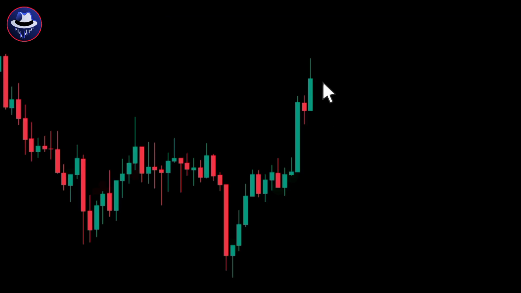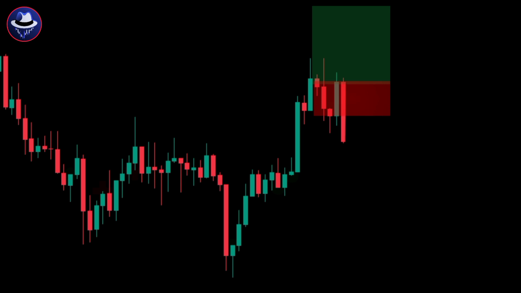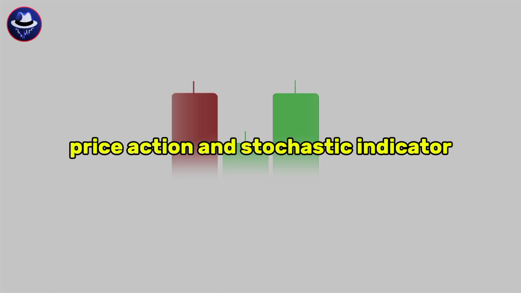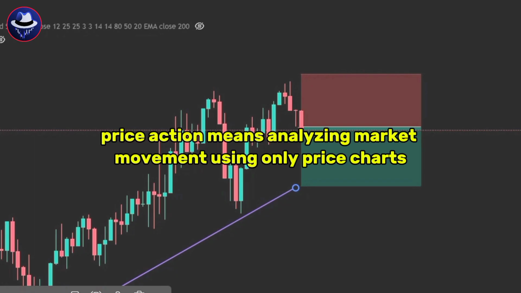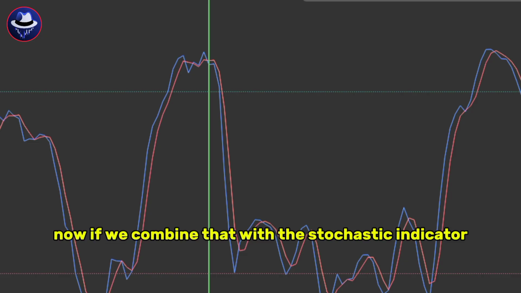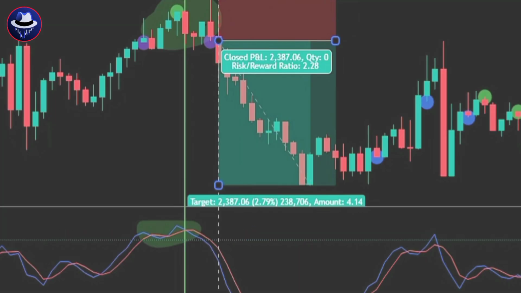When you look at the chart, the candles might not be so clear at first. You could even misread them, which leads to wrong analysis and losses. But today, we're going to explore a simple and profitable strategy together: price action and stochastic indicator. Price action means analyzing market movement using only price charts and candlestick patterns. Now, if we combine that with the stochastic indicator, we can spot our entry and exit points with great accuracy.